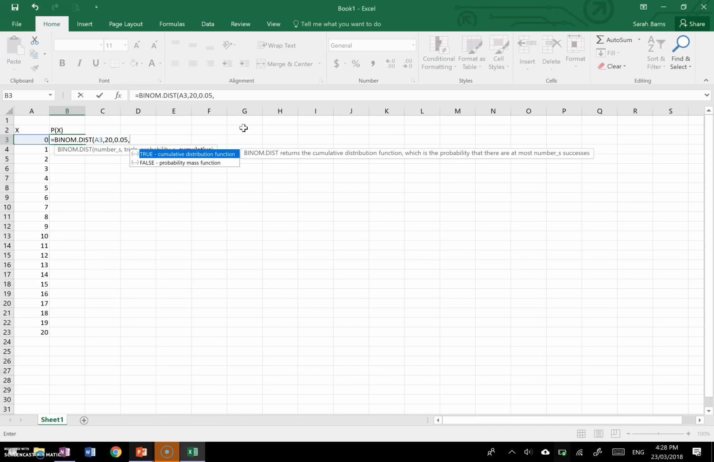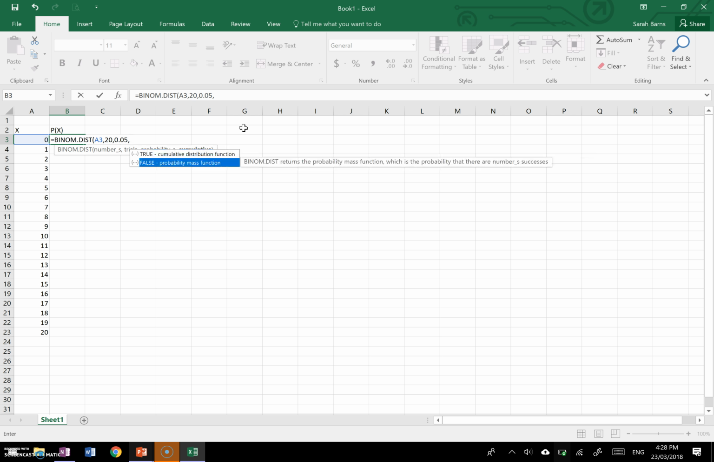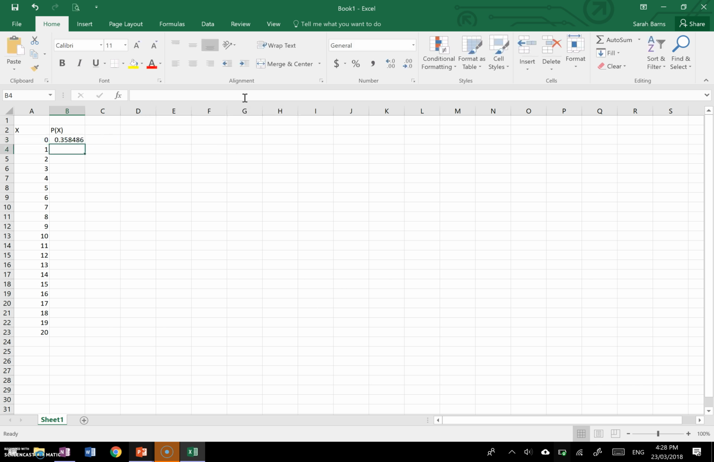And the last thing we need to do is tell Excel whether we want a cumulative function. So cumulative basically means adding up a whole bunch of different numbers, accumulation. We don't really want that in this scenario, so we're going to put in false. All we're looking for is the probability of this one situation happening, of getting 0 bolts. So false, close the bracket, and that's all we've got. So this is telling us that for the event where we get 0 defective bolts in our sample, the probability of that happening is 0.35, or about 35% of the time.